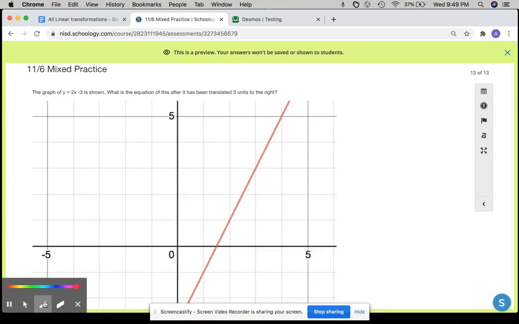The last question. The graph of y equals 2x minus 3 is shown. What is the equation of this after it's been translated 3 units to the right? So this was a challenge question in your notes. So 3 units to the right.